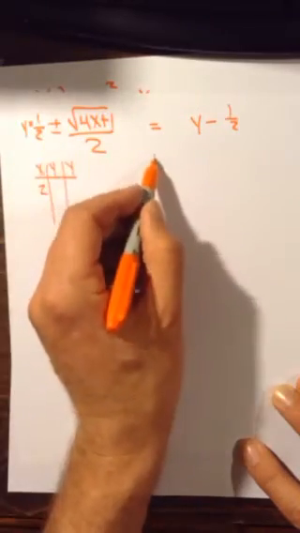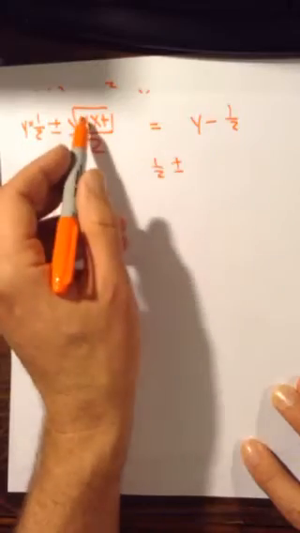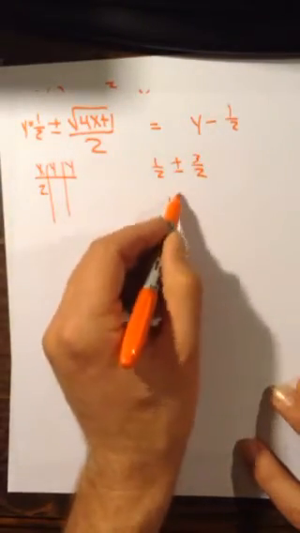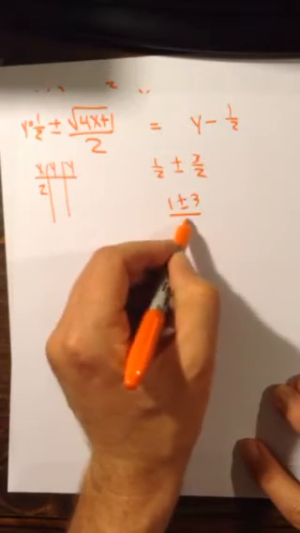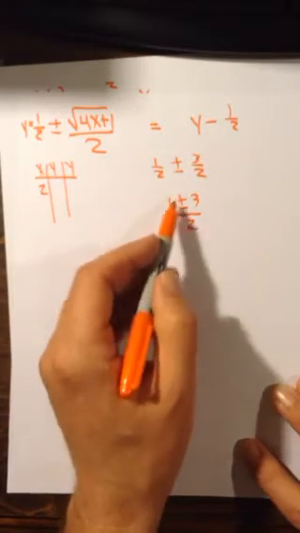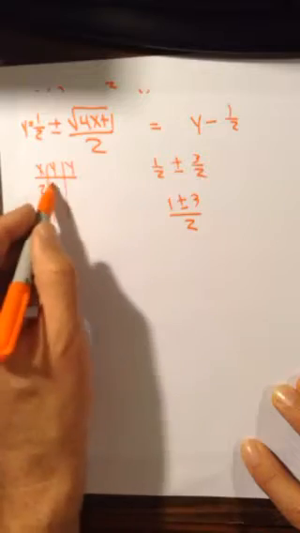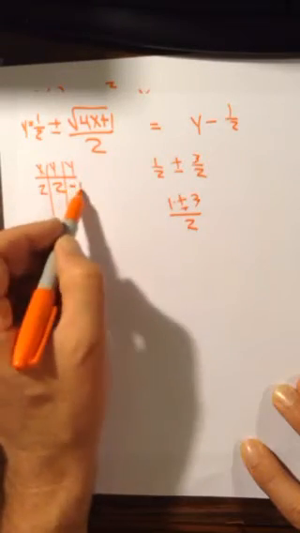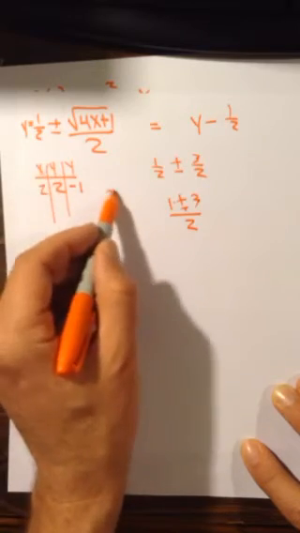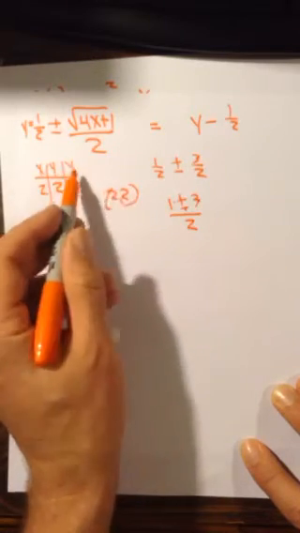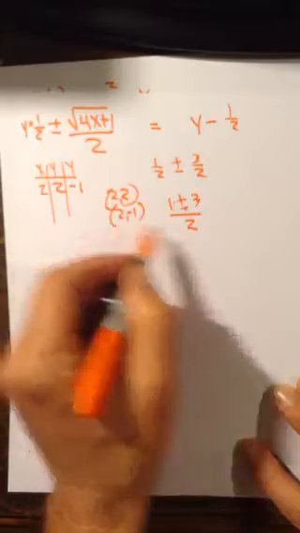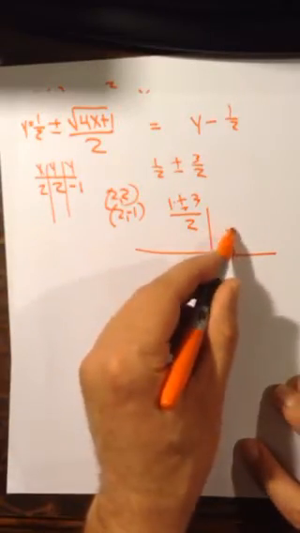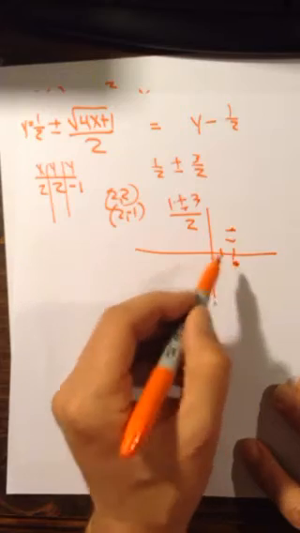So now I have 1/2 plus or minus, that's a 3, right? 3 over 2. Maybe better written as 1 plus or minus 3 over 2. So 1 plus 3 is 4, divided by 2 is 2. 1 minus 3 is negative 2, divided by 2 is negative 1. So I have an xy of (2, 2), and I have an xy of (2, negative 1). Now if I'm plotting this on a point, I'd have (2, 2), and I have (2, negative 1).